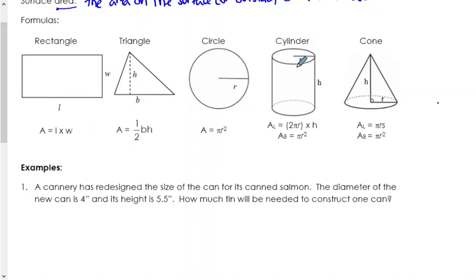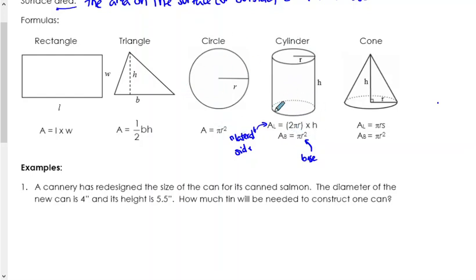Okay, so for a cylinder, there's a surface of the side. So the side of a cylinder has a surface, and that is this right here. So L stands for lateral and just means side. So that is the side of the cylinder. This right here, AB, is the base of a cylinder. But you'll notice that the area of the base of a cylinder is just a circle. The area of a circle is pi r squared.